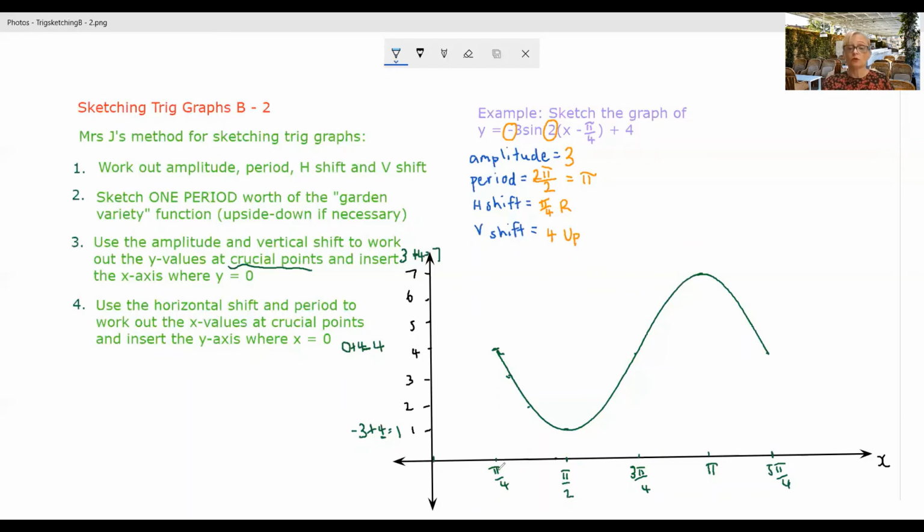Then you're going to use your horizontal shift and the period to work out these x values, and then obviously put your y-axis where x is 0. Then all you really need to do from there is just write the function on it, and I would just continue that function a little bit in both directions just to sort of show what's going on. So it's going to come up to here. This isn't going to be perfect, but it's okay. It'll give us the basic shape. We're going to have that sort of thing happening. And there you have it.